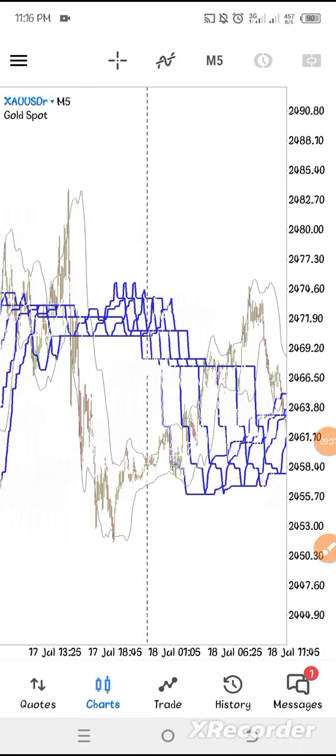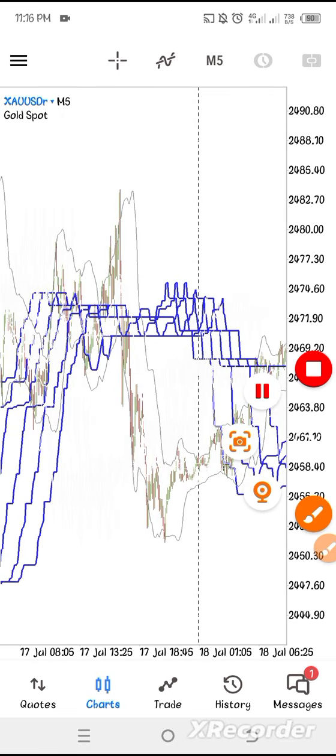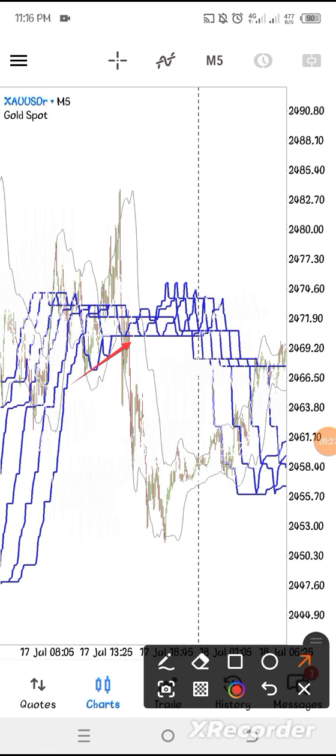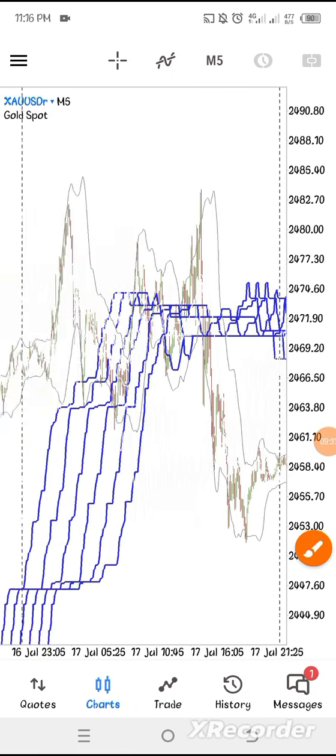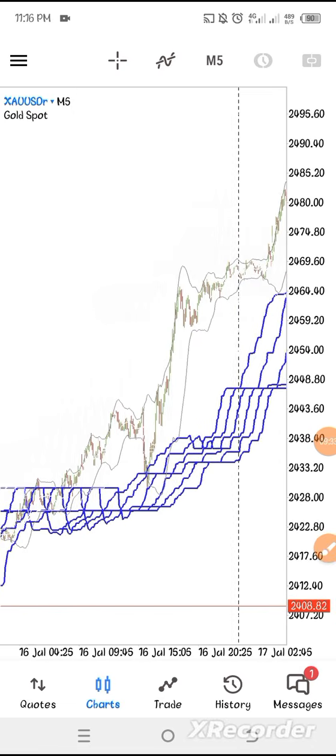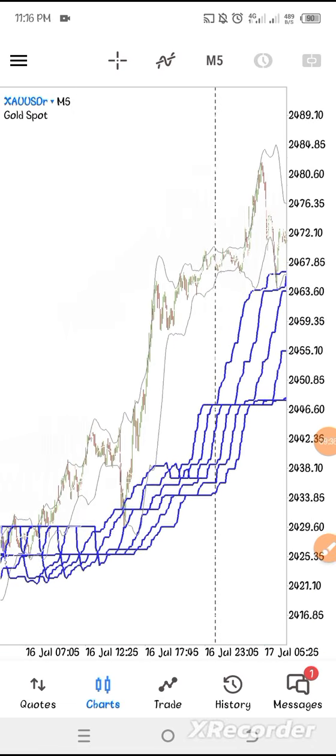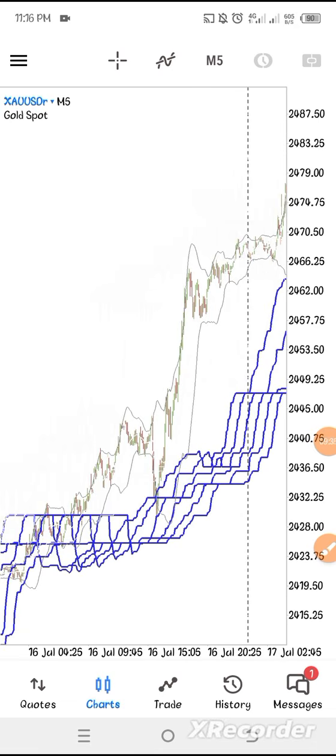Let me show you another entry. This is another entry on the 5-minute chart. The breakout occurs here, and I continue to ride my trade, put my stop loss here, guys. I don't want this video to be much longer, but I'm telling you, if you can stick to this strategy, you are going to make a lot of money.